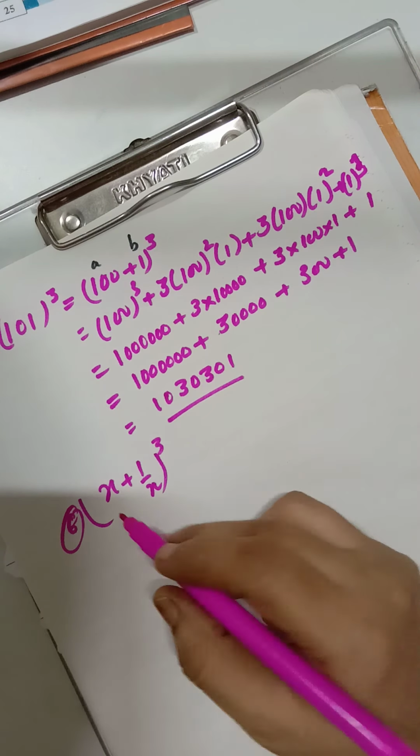So this is equal to 8m cube plus 3 4s are 12. So it is 12 m square upon 5 plus 6 m upon 25 plus 1 upon 25. Clear, children?